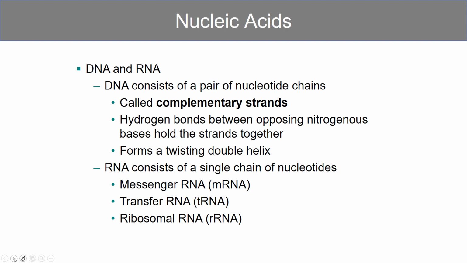In RNA, you find a single chain of nucleotides, and there are three main types of RNA found in the cell. You have messenger and transfer RNA. These both play a role in protein production. And then you have ribosomal RNA, and ribosomal RNA is actually part of the ribosome itself. So it's part of the structural ribosome.